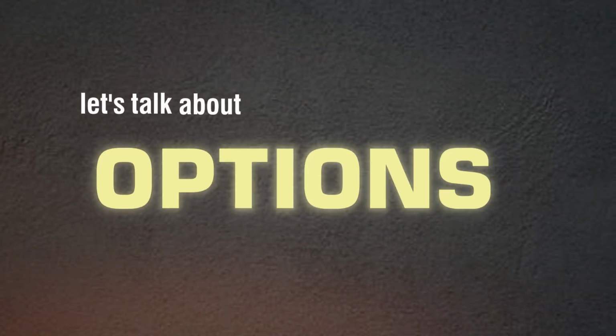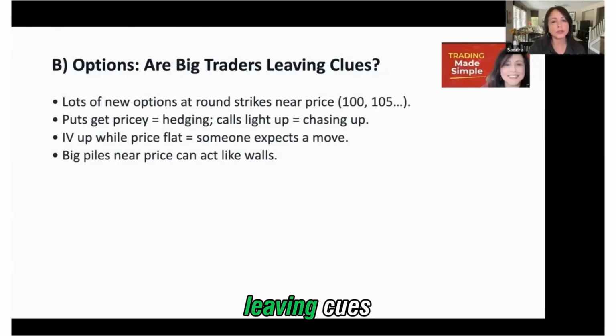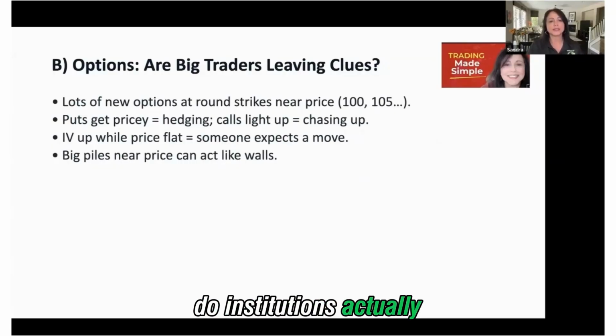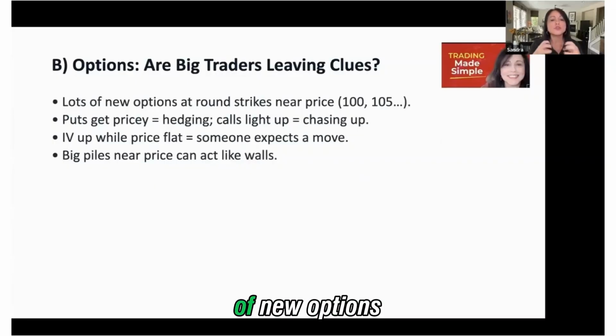Let's talk about options. Are big traders leaving cues? What kind of cues do institutions actually leave a trader to identify what's happening? So, a lot of new options at round strikes. You know where you find this? Right on your platform, right in the trade tab. You can actually see volume and open interest right there.